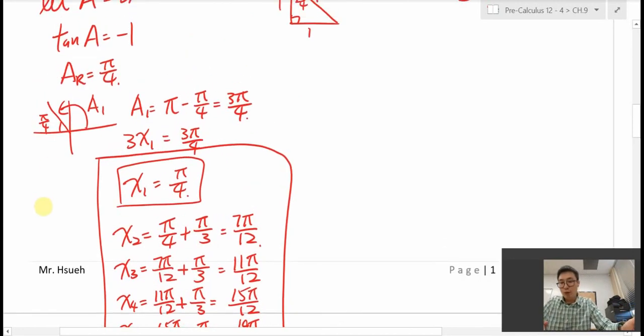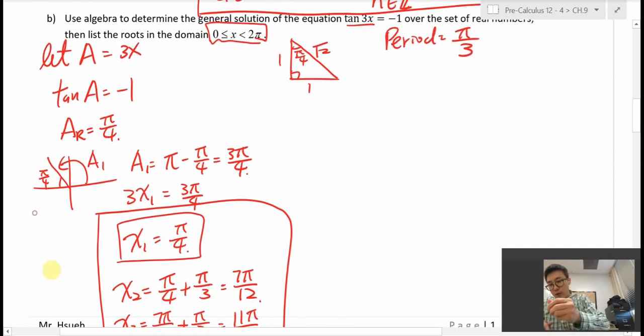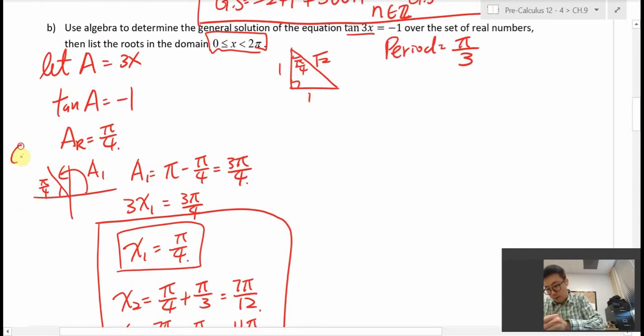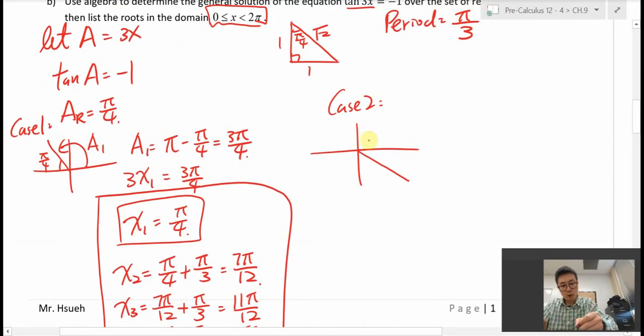Now, we're going to move on to second case. This is the case where angle is in second quadrant. Now, let's move on to case 2. So this is case 1. We can have case 2, where the angle is in the fourth quadrant. Okay, so this was already x6. So I'm going to call this A7.